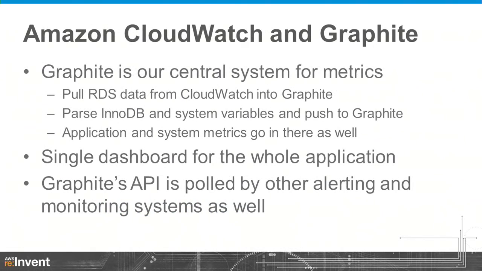Now, CloudWatch does a very good job at exposing system-level metrics that you wouldn't be able to access otherwise because you don't have physical access to the machines that are running your RDS managed database. So we actually take that data from CloudWatch and put it into Graphite, which is our central system for metrics.